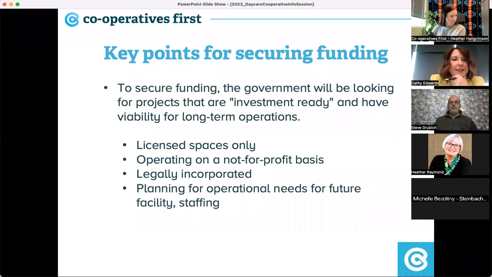Also, in terms of being successful for funding, the legwork you're going to do for planning and operational needs for your future facility and key staffing, the more advanced you are in your planning, the greater a likelihood you are to be approved for grant funding.